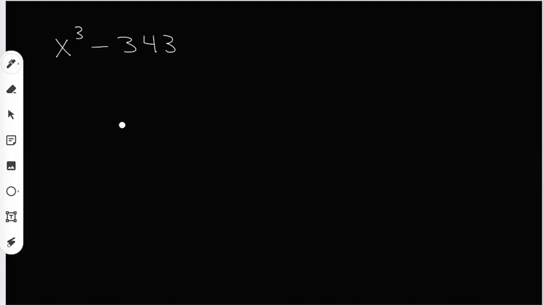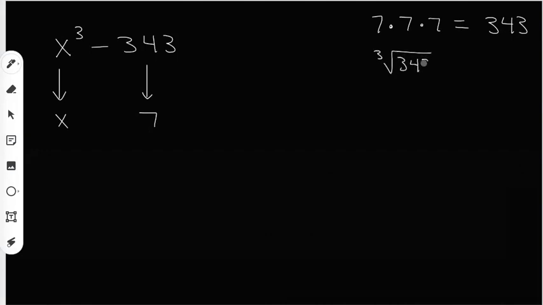So the first thing I ask myself is, what is the cube root of x cubed? That would just be x. Over here, I want to find out what the cube root of 343 is, and that's going to be 7, because I know that 7 times 7 times 7 is going to give me the perfect cube, 343. Another way of saying this is you can say the cube root of 343 is 7. So the first thing I do is I find the cube roots, and then I put parentheses around them.